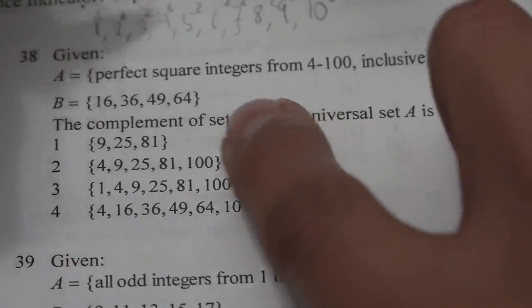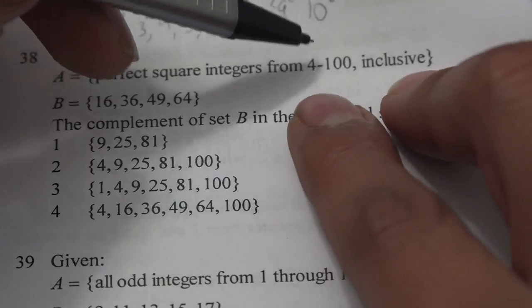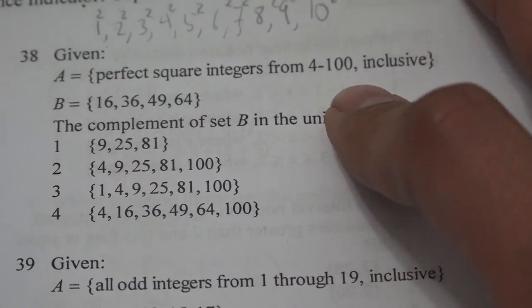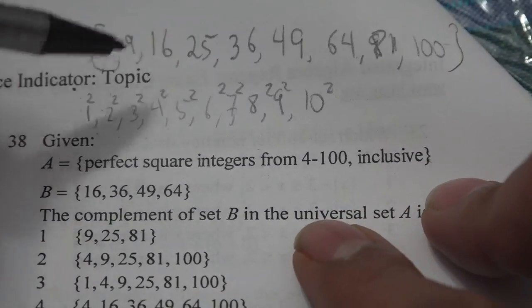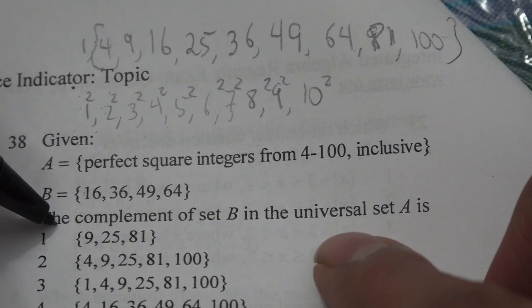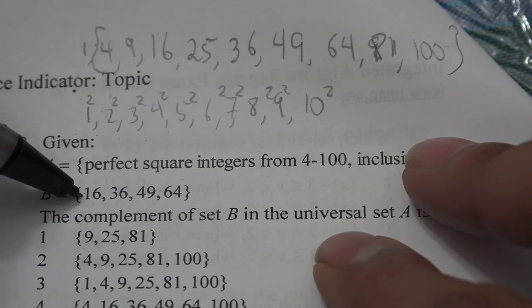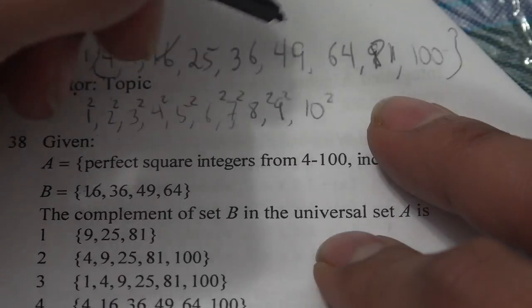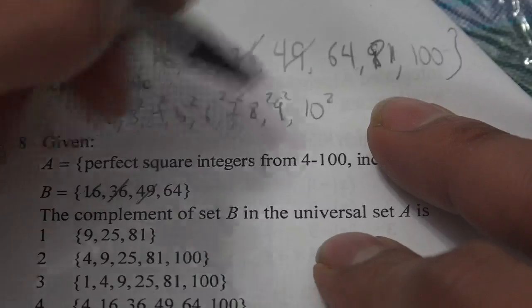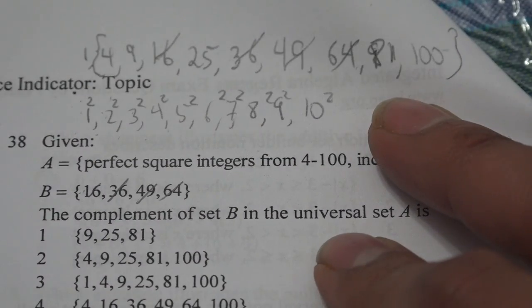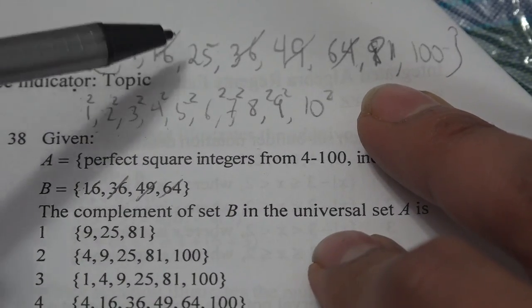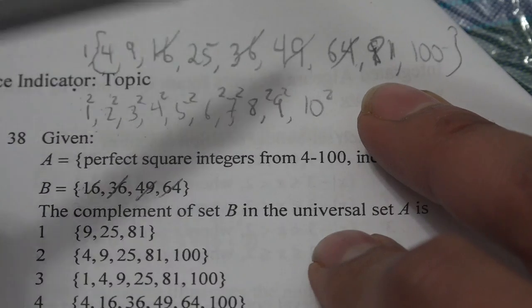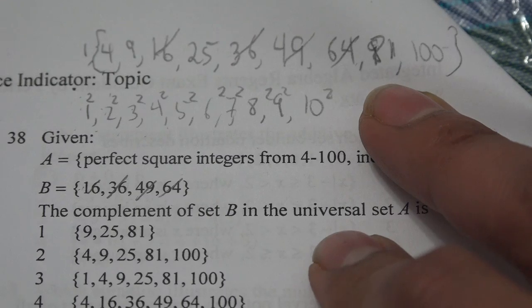A is the set of all perfect square integers from 4 to 100. So basically it goes from 4 to 100. B is a subset, so they want the complement. Let's just cross out whatever we have. We have 16, 36, 49, 64, and now whatever you have left in here, that's the complement: 4, 9, 25, 81, and 100. So the answer to question 38 is choice number 2.